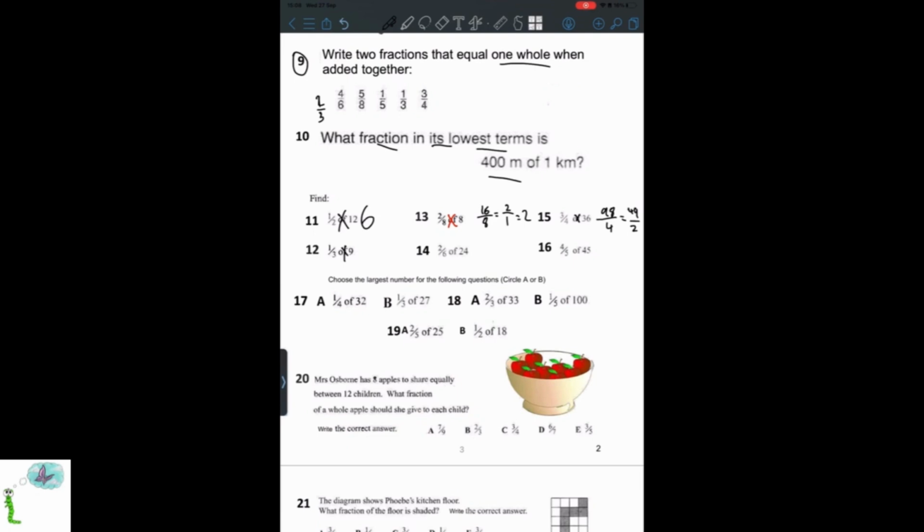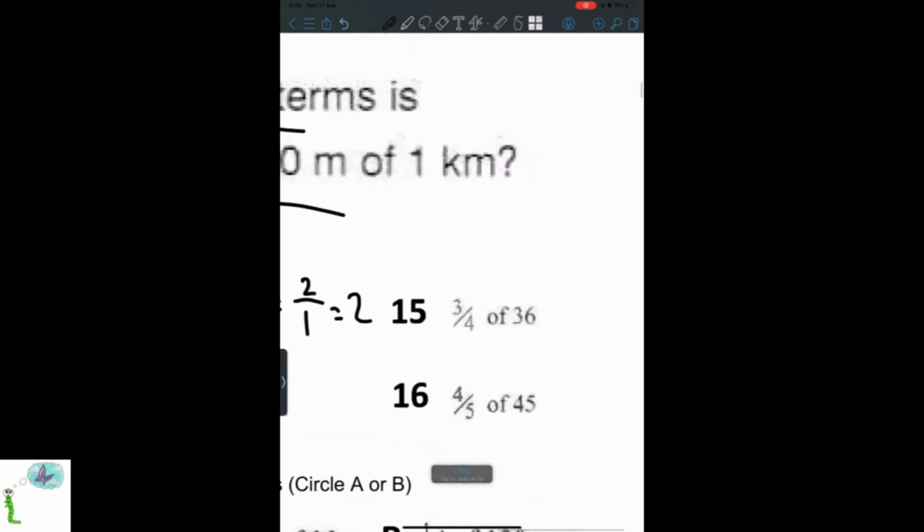Oh, let's see what I've done wrong. 36 times 3 is 108. My fault. Okay, let's just redo question 15. So question 15, 3 over 4 times 36. It's 108 over 4, which if you divide the top by 4 and the bottom by 4, you get 27 over 1. So that's your answer, 27.